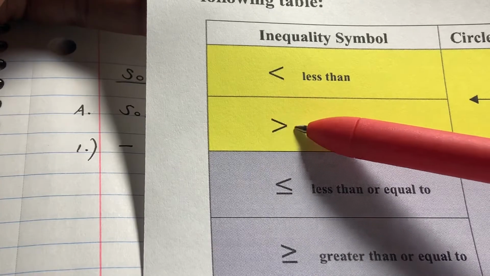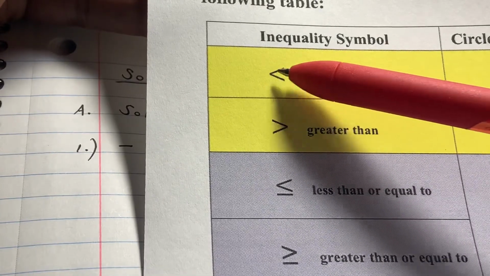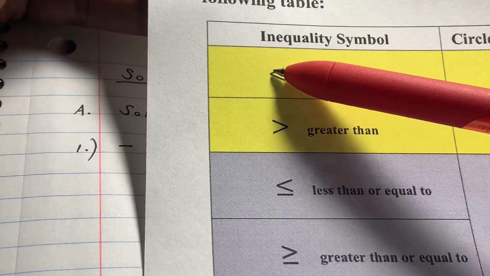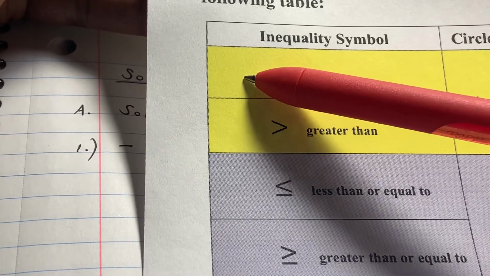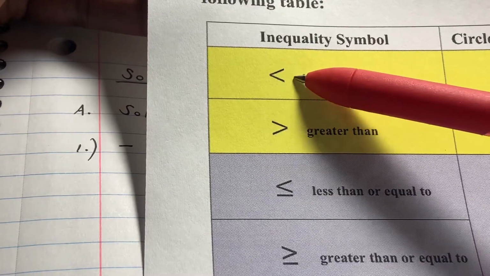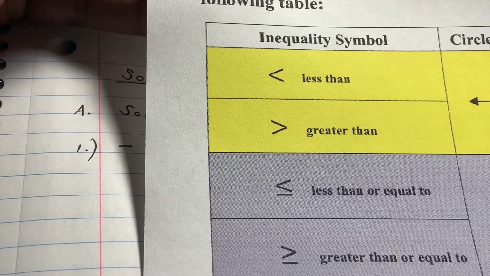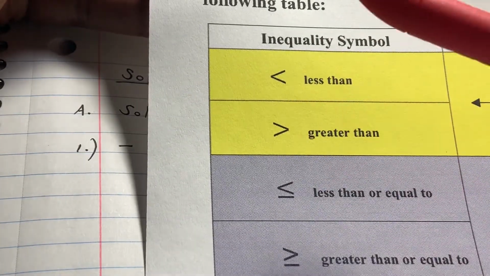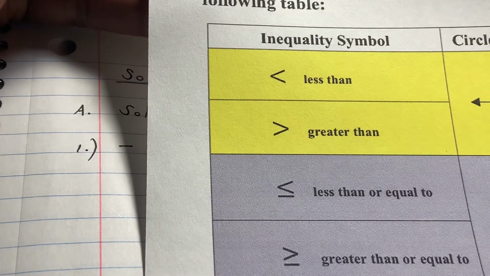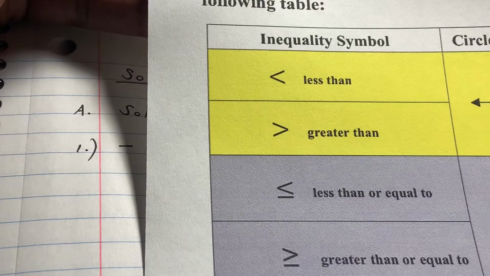So 8 is greater than 2, but if over here I have a 2 and a 6, I'm hitting the pointy part, so that pointy part tells me to say less than. 2 is less than 6, for example. Another way to look at it is like this, right? This open mouth is like an alligator. Now, some kids say they think of the video game Pac-Man. Whichever works better for you. I like thinking of it as an alligator.